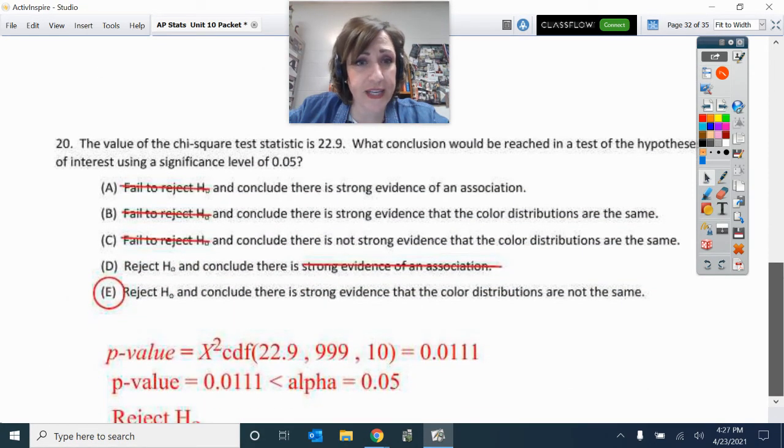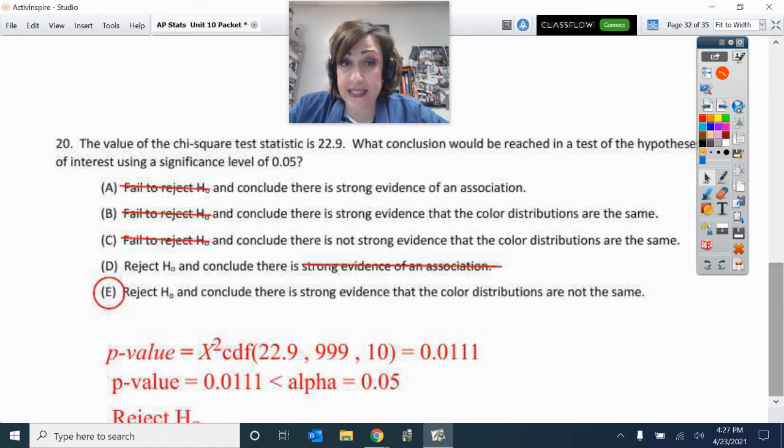And our last one for this little video. Here we have that chi-squared statistic that I gave you of 22.9. So what conclusion do you make? Well, I need that p-value. So I did my p-value from that 22.9 to 999, because remember our chi-squareds are all just upper tail. And there were 10 degrees of freedom. We had done that on, I think, number 18. So that's a very low p-value. So I need to reject the null. So there is evidence that the color distributions are not the same, based on my hypothesis statements in number 19.